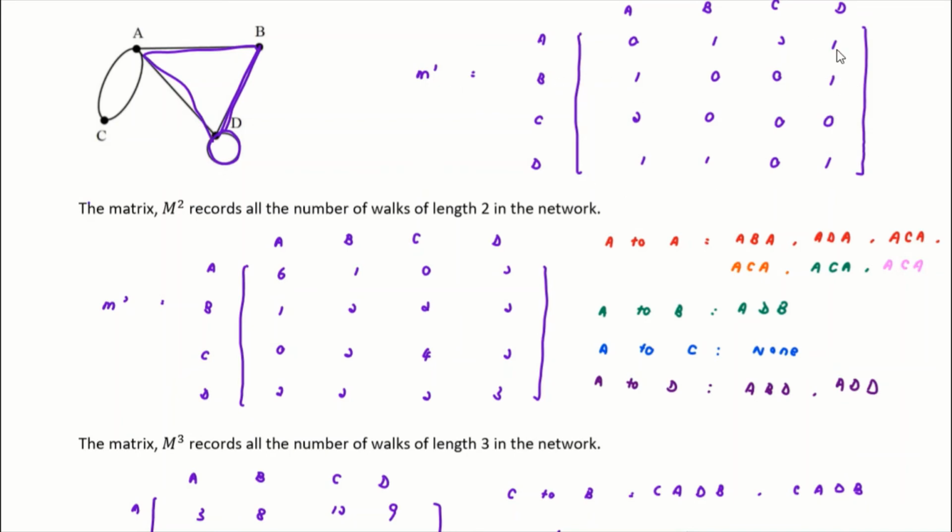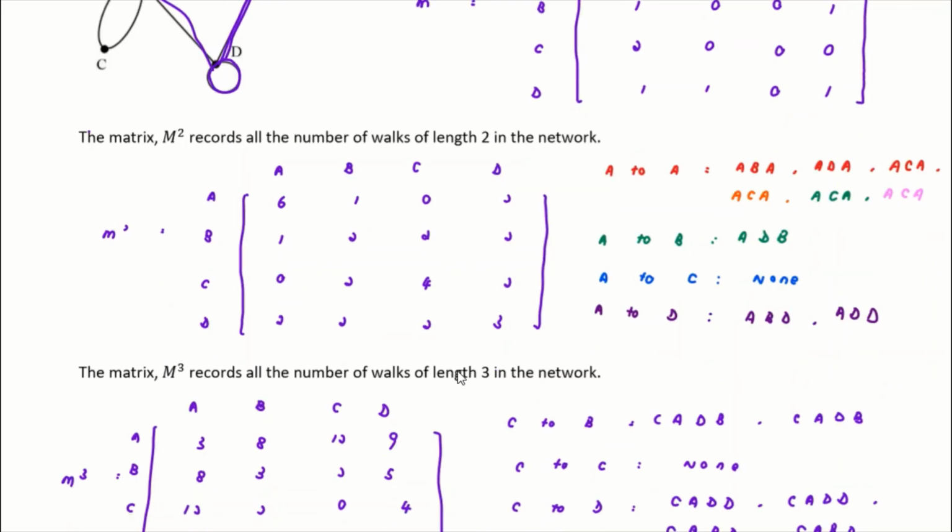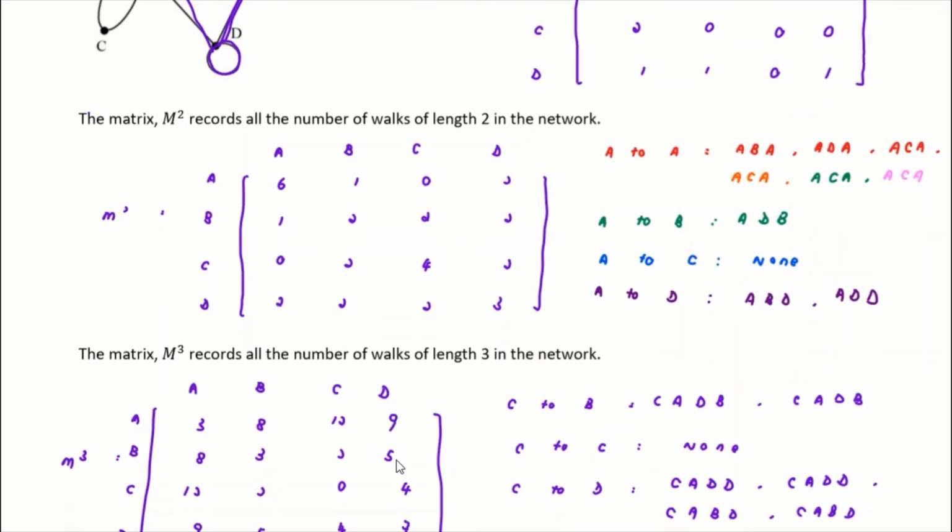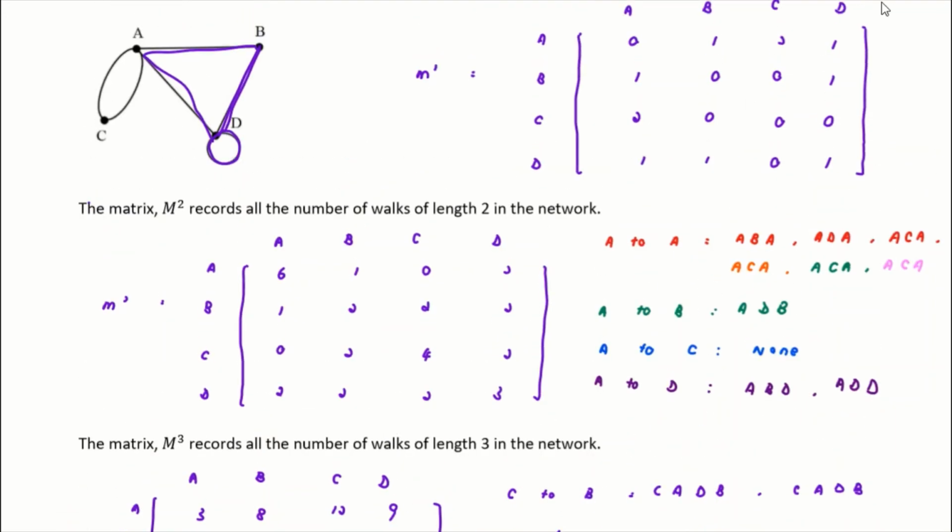So for M1, walk of length 1, 1. So walk of length 2, there are 2. Then the other 5 should be from M3. So let's check the M3. So length of walk of 3. If we are talking about a walk of length 3, in this case we have B, A, D, D.